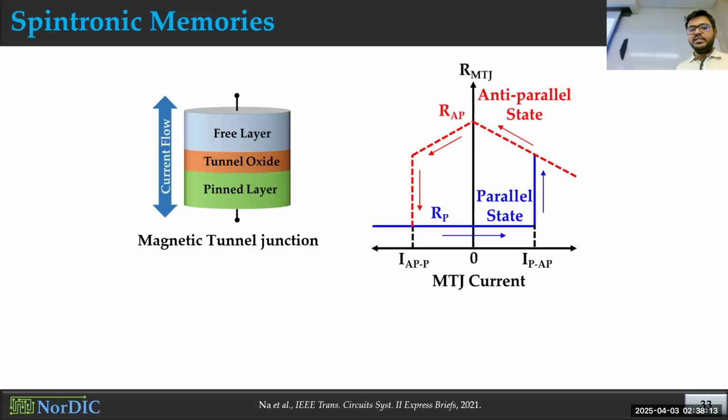And then we have these spintronic memories. Dr. Aziz has not covered spintronics yet, I guess, right? He did? Okay, you already know about them, then I'll skip this.